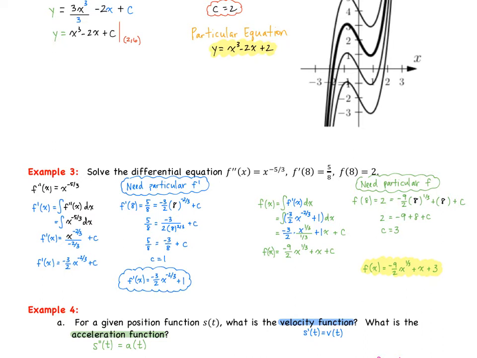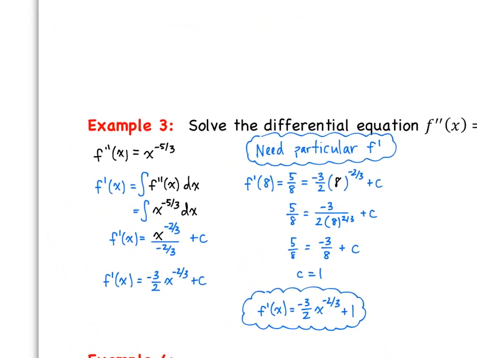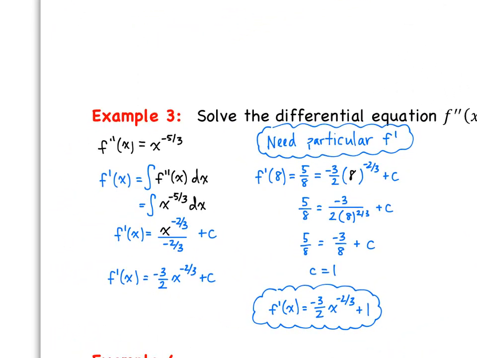In this next example, we want to solve the differential equation when we're given what f double prime is equal to. We're also told that f prime of 8 equals 5/8 and f of 8 equals 2. So we want to get all the way over to what f of x is equal to. We want the particular equation for f of x. So I'm going to zoom in first, and what we need to do is work backwards.